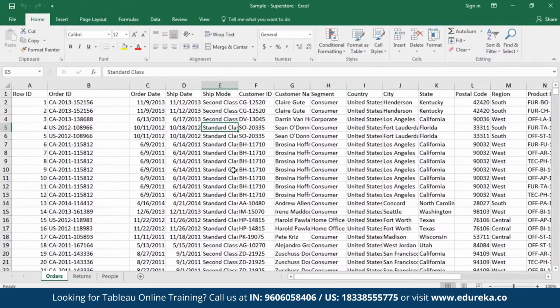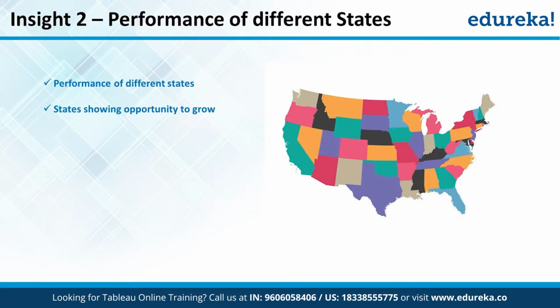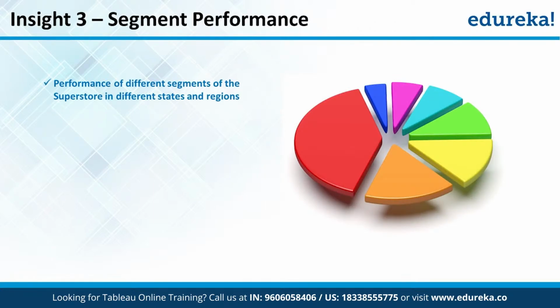So pay attention guys. The questions which we will answer today through our Tableau dashboards are, the first question which we will answer is, what is the overall trend of sales and profit of superstores? How different regions have performed so far and which region has been profitable or non-profitable so far? So that is the first question which we are going to answer, right? Second, how different states have performed so far? Which states are showing promise to grow and in which states the investors should stop investing? The third question will be, how different segments of the superstore is doing in terms of sales and profit in different regions as well as states.